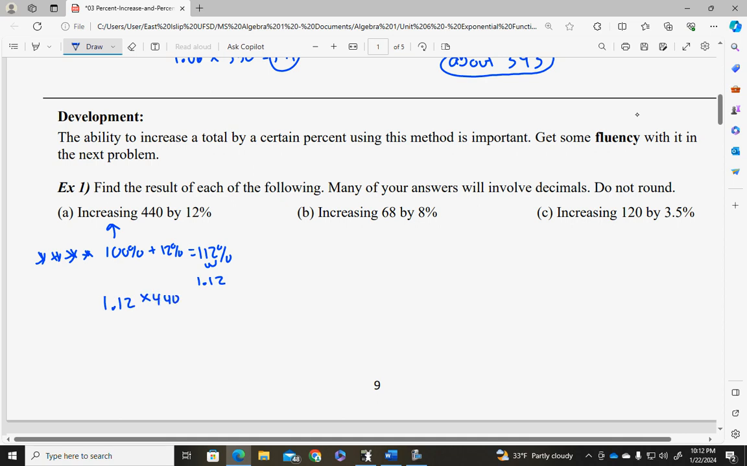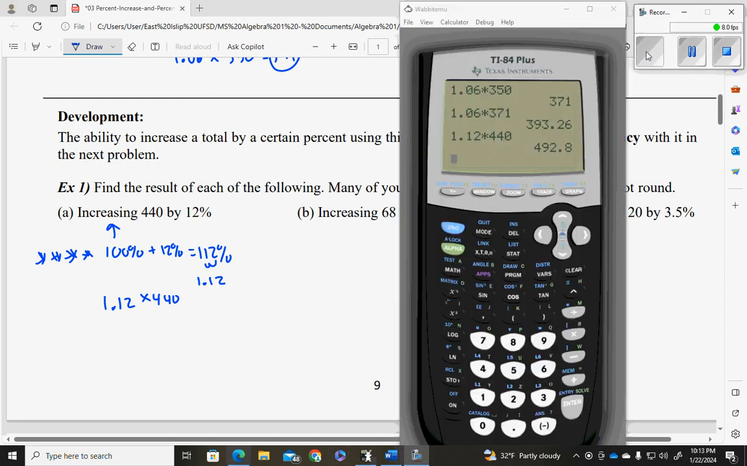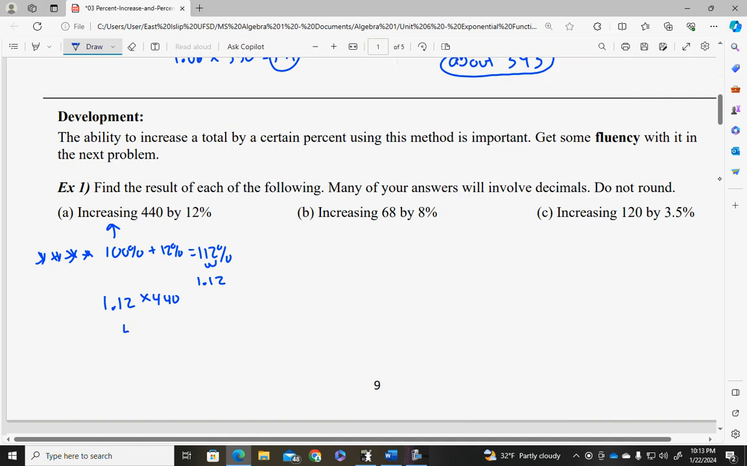All the time when it's not multiple choice, you must show your work. And some students say, well, I just did it on my calculator. Yeah, well, I need to know what you typed into your calculator. So make sure you're always showing your work. So you can see I get 492.8.